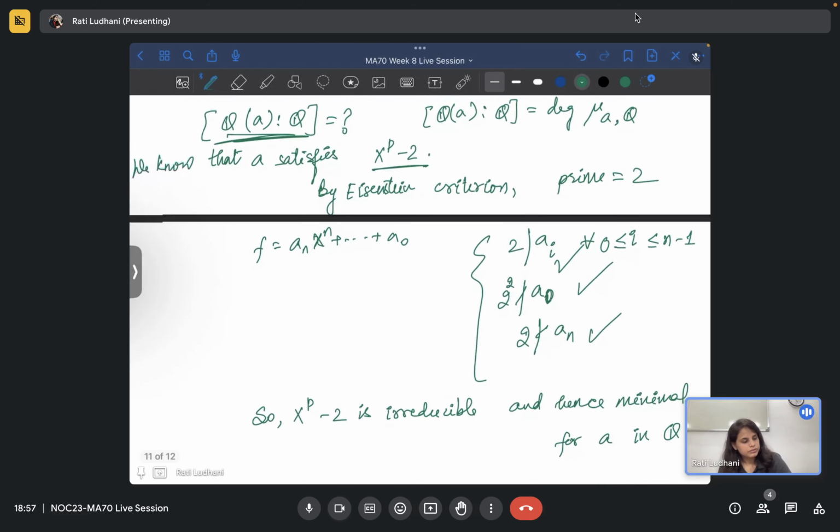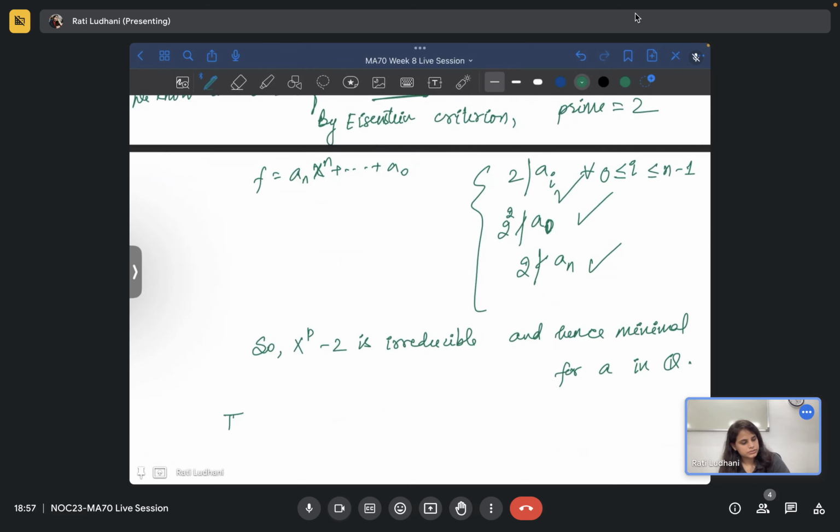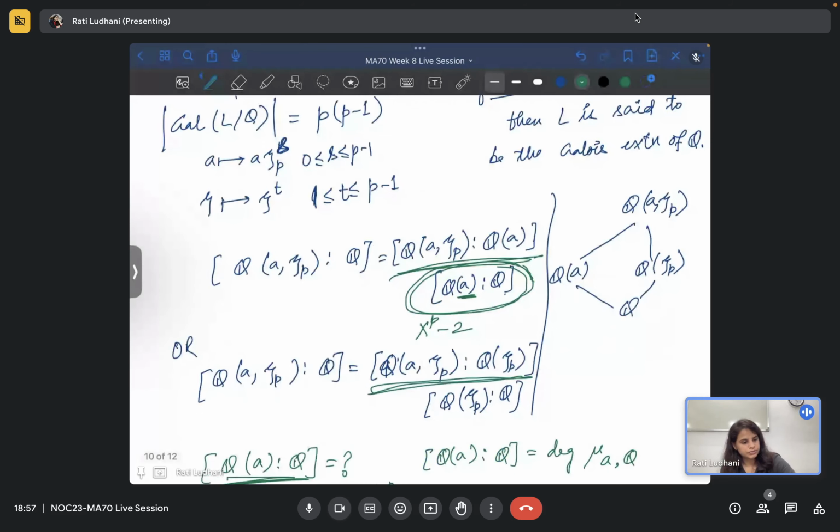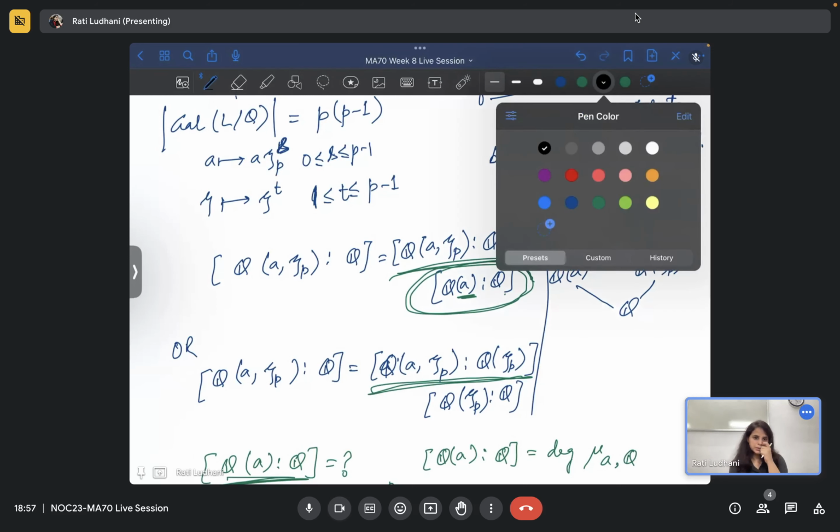So thus the degree of Q(a) over Q is exactly p, that is the degree of the minimal polynomial. Okay, so that's great. As I said, this is p, so this is given, yeah, this is p. Okay.